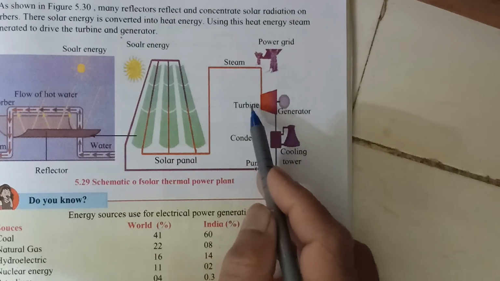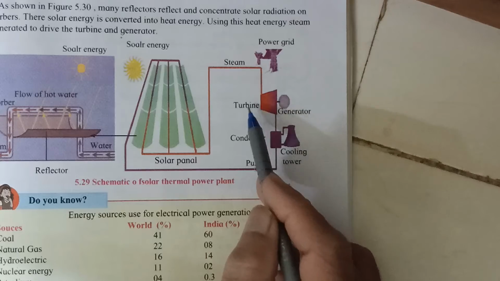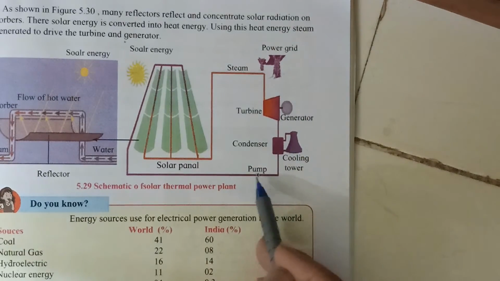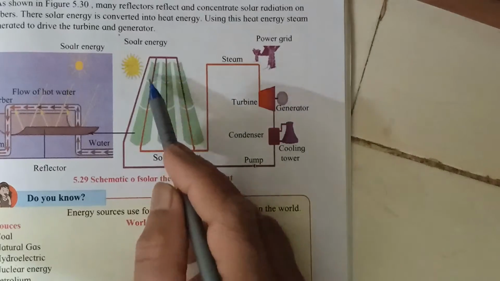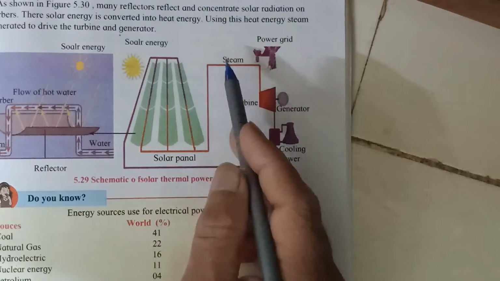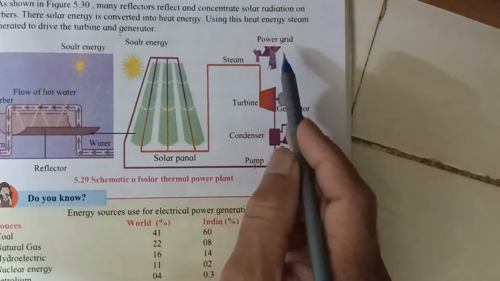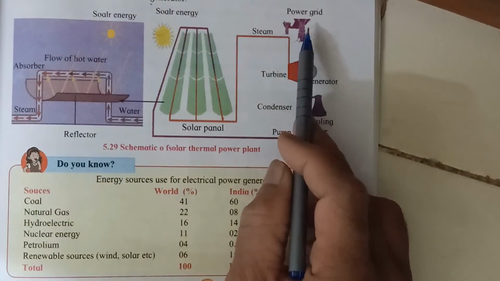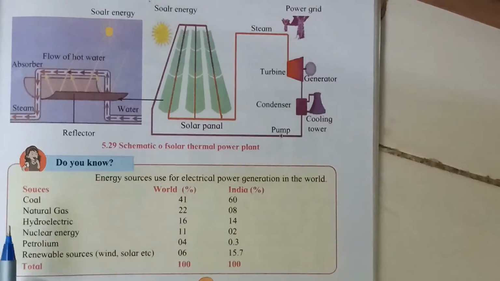That steam, after rotating the turbine, is converted back into water. Then this water is again transferred through this pipeline to the solar panels, where it is again converted into steam, which is used to generate electrical energy. Then this electric energy is stored in the power grid.